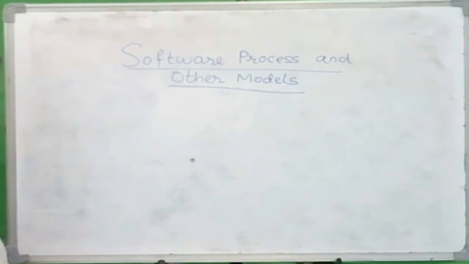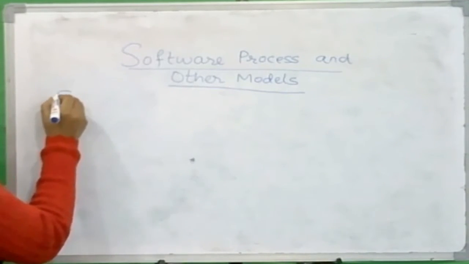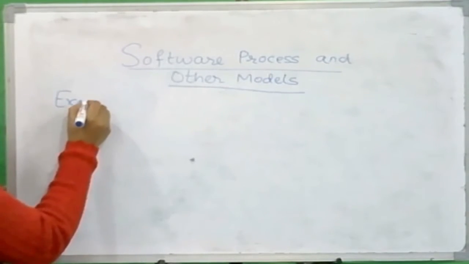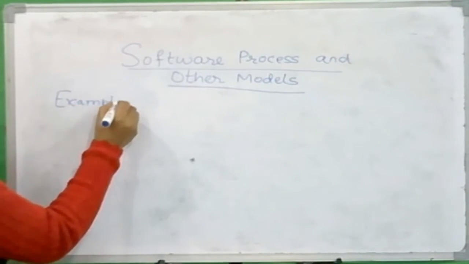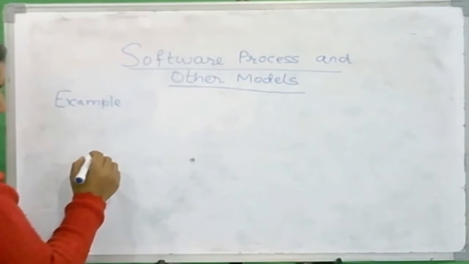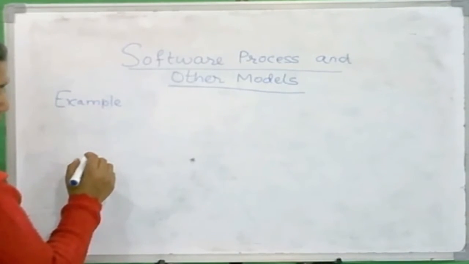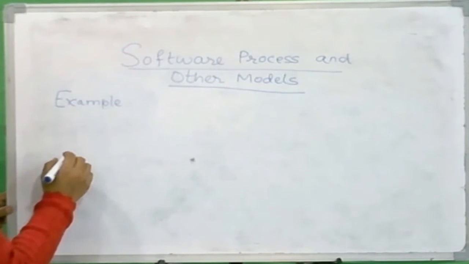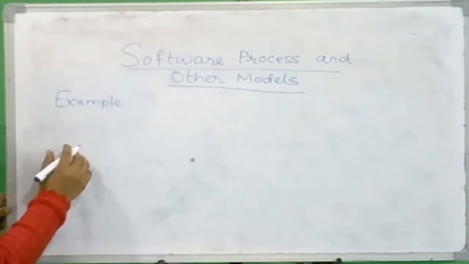Now we shall take one example. Suppose we take the example, and we draw the process diagram for unit testing for that problem.